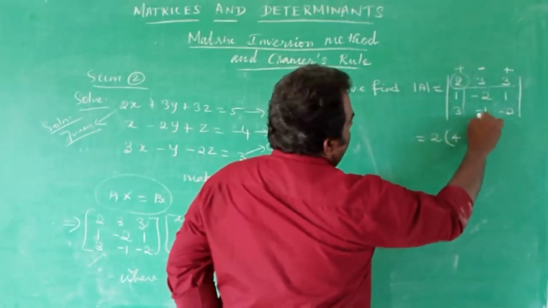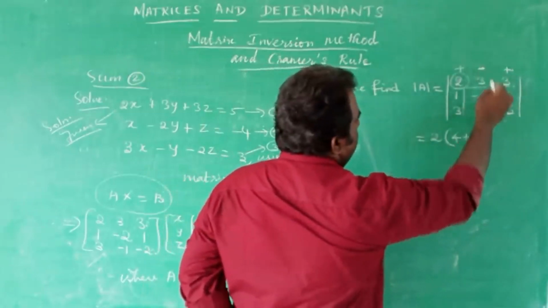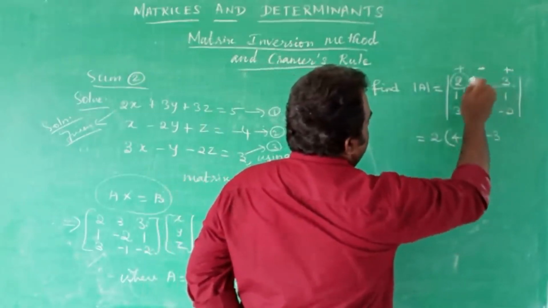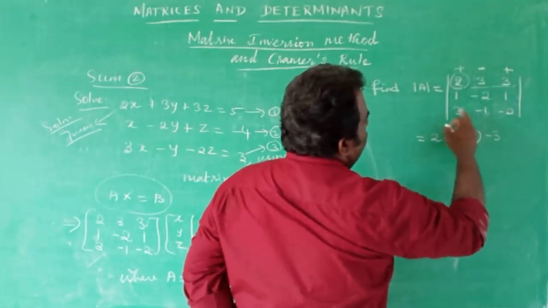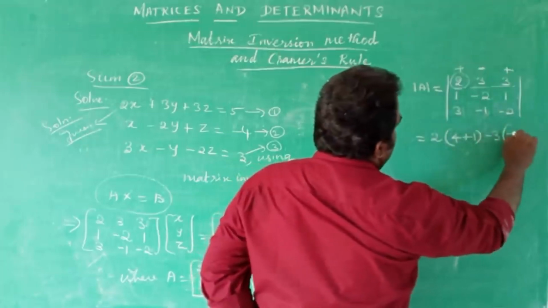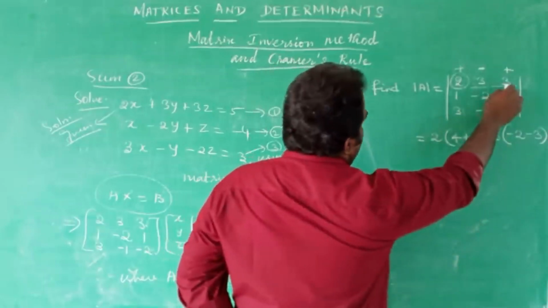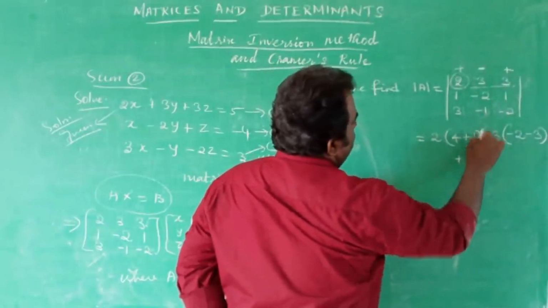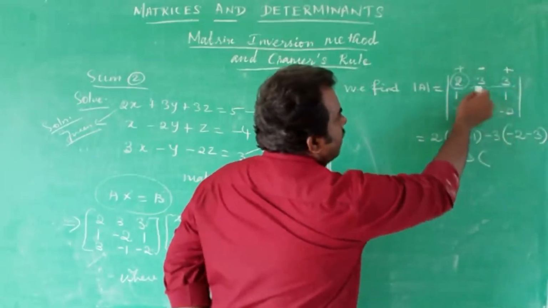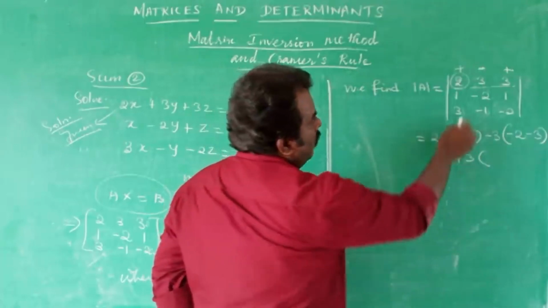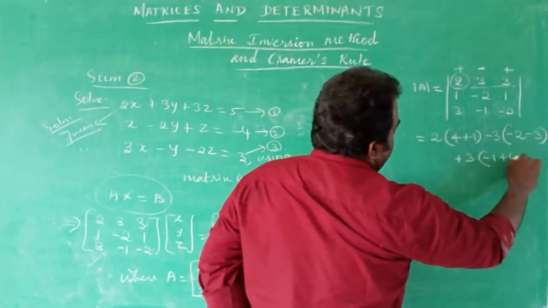This is 4 minus of minus 1, that is plus 1. Then next, take the number 3 with the symbol minus, that is minus 3. Fix this element and leave this row and leave this column. Take the determinant of remaining 2 by 2 matrix, that is 1 into minus 2, 3 into 1, that is minus 3. The next, fix the value 3 in the place of A13 with the positive symbol, that is 3. Fix this element and leave this row and leave this column. Take the determinant of remaining 2 by 2 matrix, 1 into minus 1, that is minus 1. Then minus of minus 6 can be taken as plus 6.